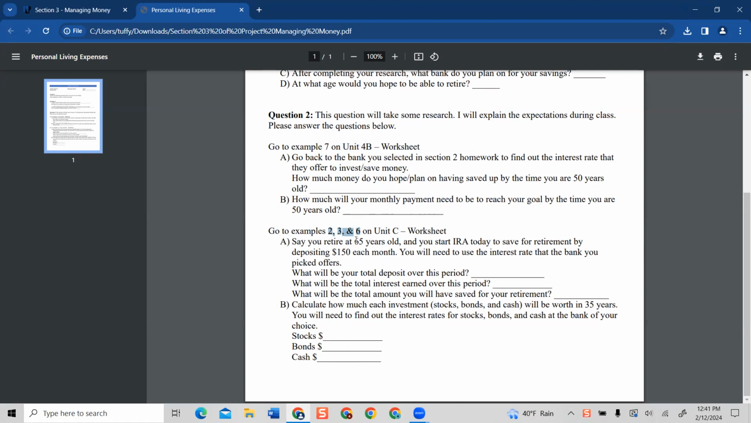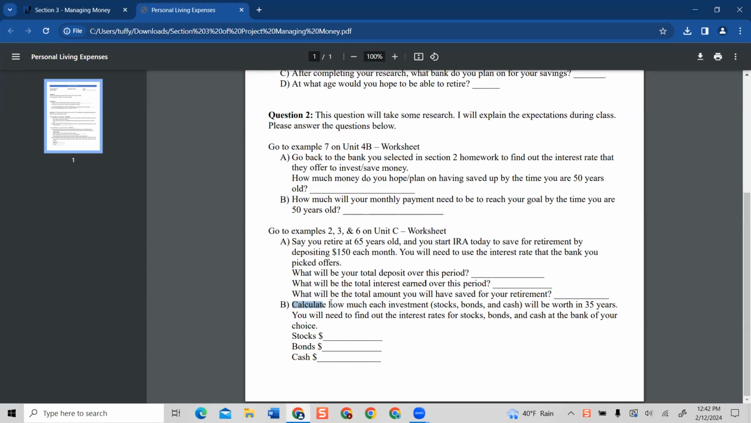So say you retire at the age of 65 and you start your IRA today. So however old you are right now, or however young you are right now, up to the age of 65 will determine how many years you're going to get to save this. And say you're going to save $150 each month. You need to get the interest rate at the bank you're planning on using, and then you're going to calculate the total deposits, total interest earned, and the amount you have saved for your retirement.